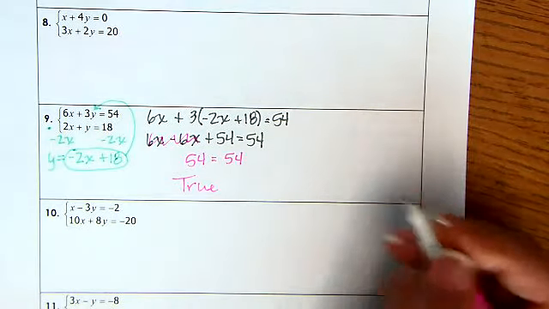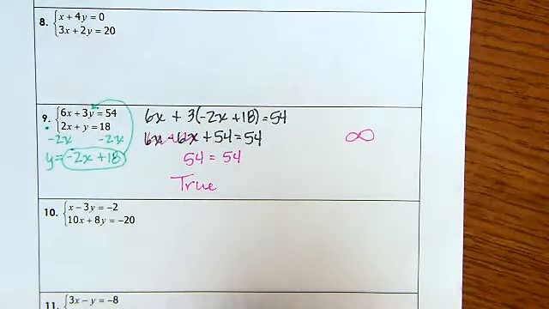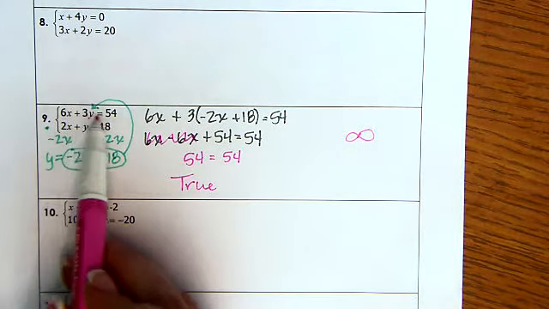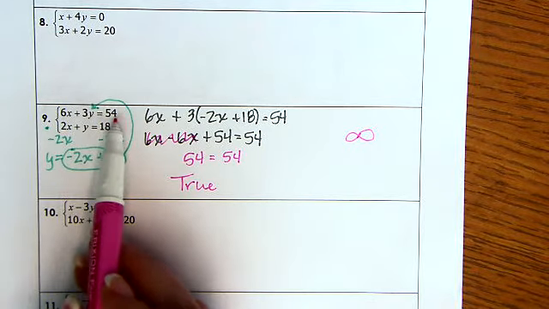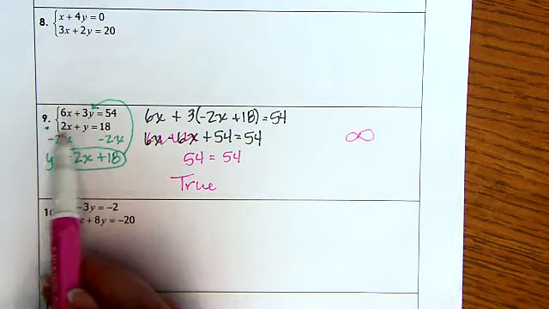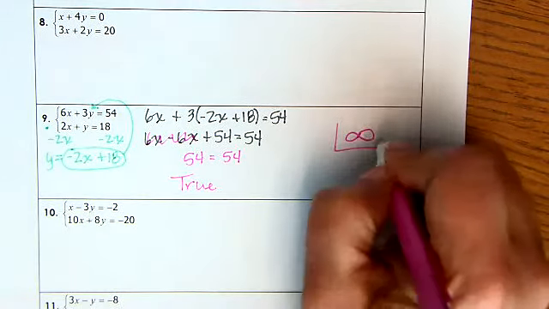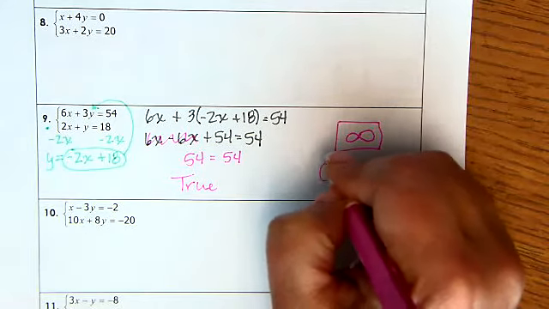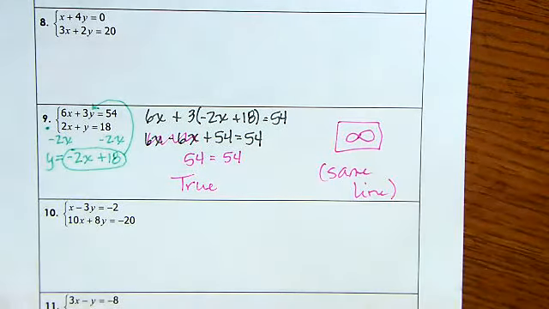Since it is a true statement, that means my answer is infinity because they are the actual same line. Which you could notice if I multiply everything in this one times 3, I get the exact same equation. Or if I divide this one by 3, I get this equation. So this is infinity, or infinitely many solutions, because it is the same line.